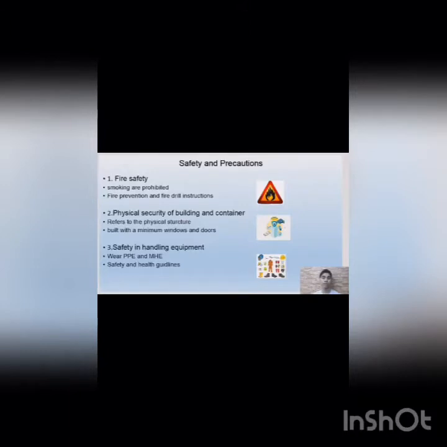The second one is physical security of building and container. It refers to the physical structure of the warehouse in order to avoid any loss of items, especially stealing of products in the warehouse. The warehouse must be built with minimum access regarding windows and doors. At the same time, the warehouse cannot ignore emergency access.